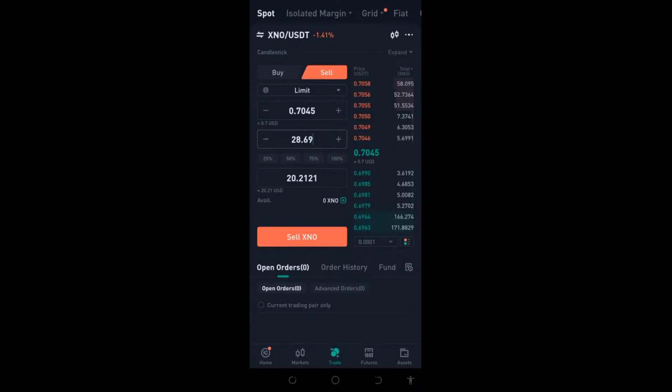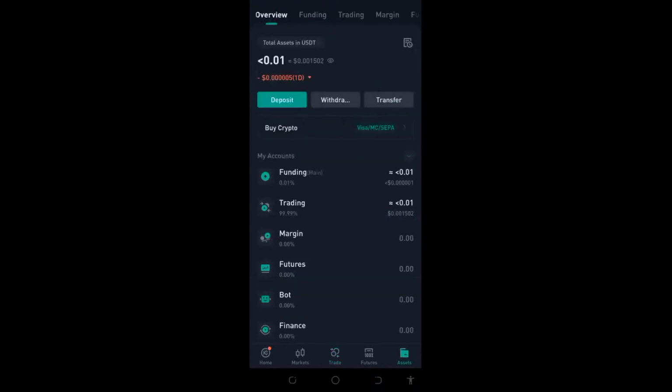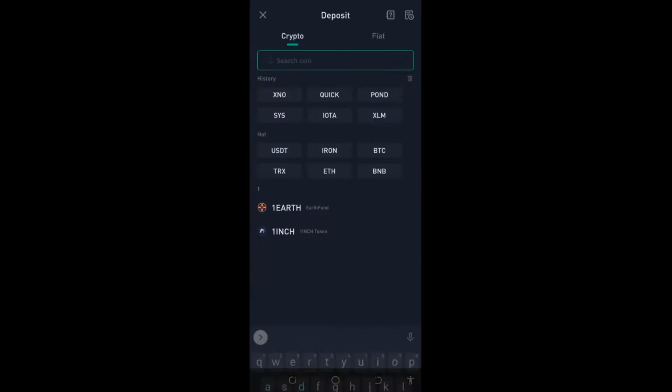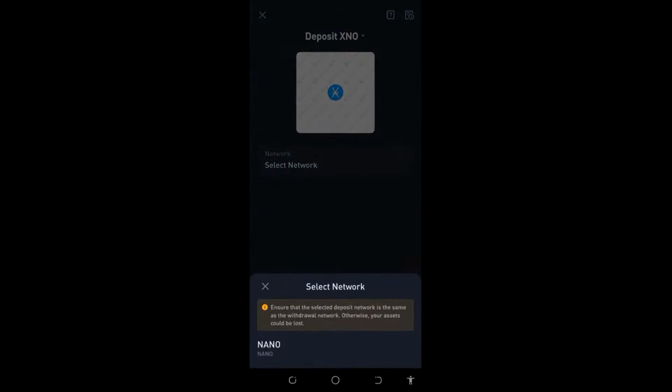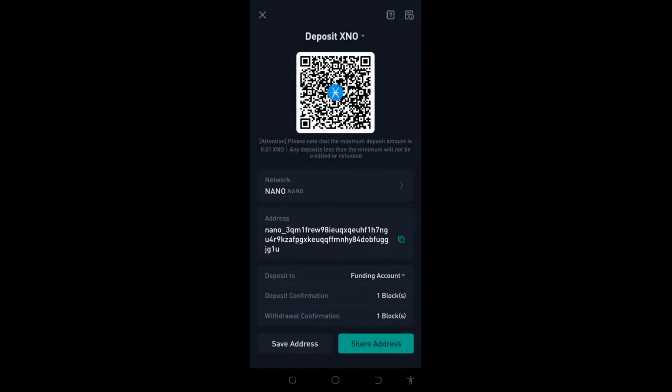But let's see whether this is depositable and withdrawable. Since we're here on KuCoin, let's check the deposit network. It says, please note that the minimum deposit is 0.01. It has the Nano network. Okay, fine. Let's hope that in Binance we can also get the Nano network. Let's quickly rush over there.